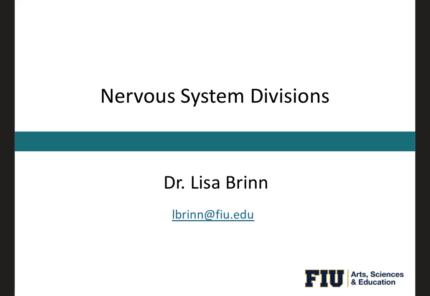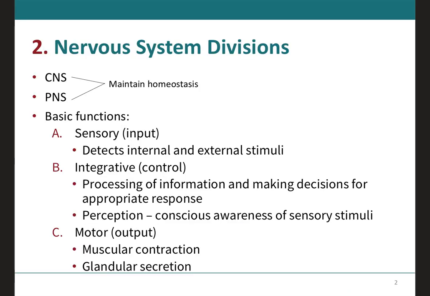For this lecture, we're going to be covering now the divisions of the nervous system. So let's get started. We already mentioned in the previous learning outcome how the nervous system is going to consist of these two major divisions, which are the central nervous system and the peripheral nervous system.